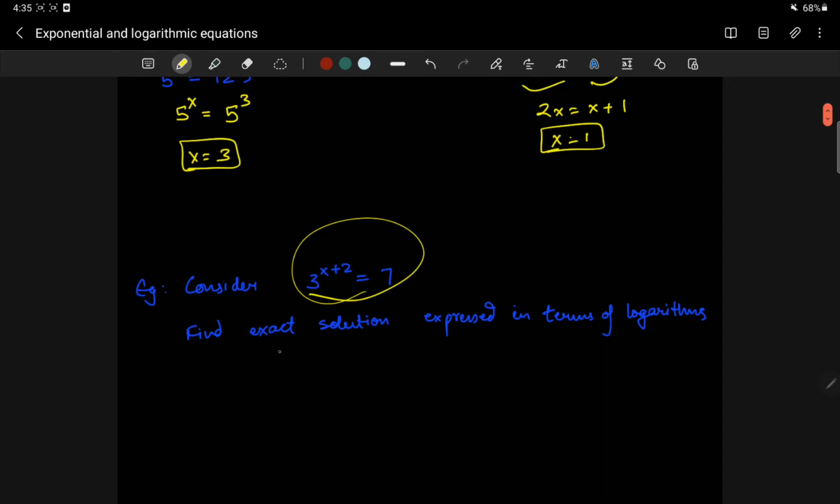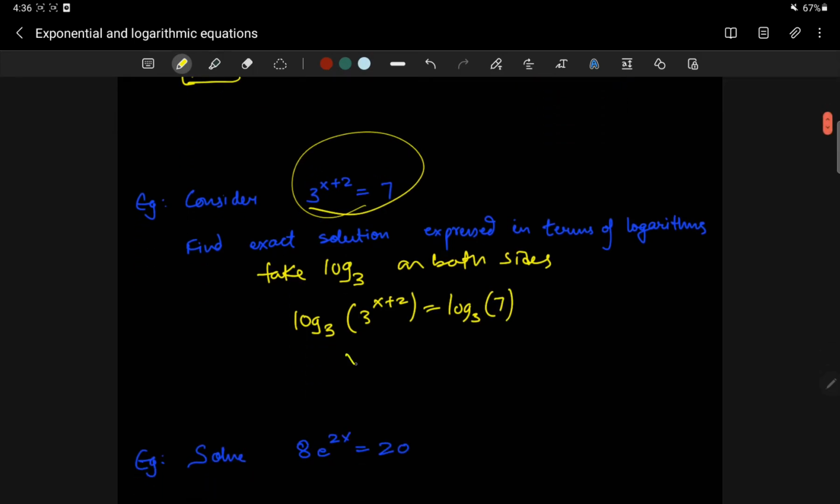So what we do here is use our knowledge of logarithms to solve this. We take log base 3 on both sides. Base 3, because I want to get rid of this exponent, and the only way to get rid of an exponent which has a base of 3 is to use a log function which has a base of 3. So this becomes x plus 2 equals log base 3 of 7, or x equals log base 3 of 7 minus 2.